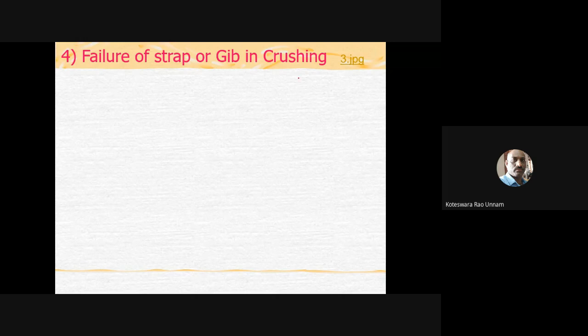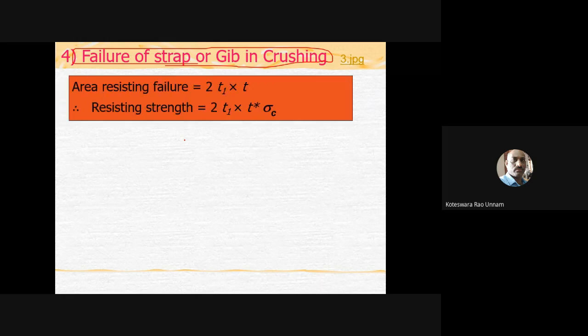Then failure of strap or jib in crushing. Using this, we just check whether the crushing stress is within the allowable limits or not. We are not going to determine any dimension here. In that case, the crushing area is going to be T1 into T, the area which is in contact with the jib. It is on two sides, so you have to multiply by 2.